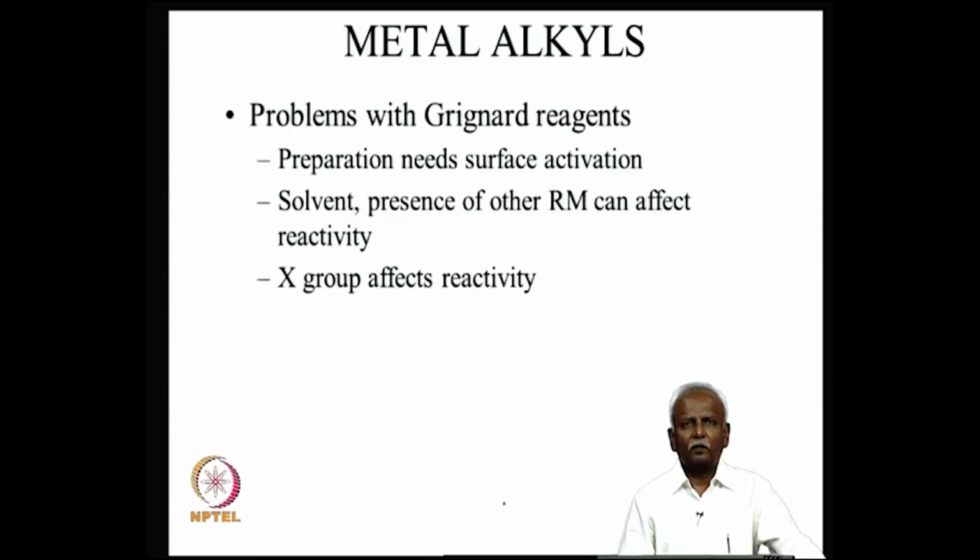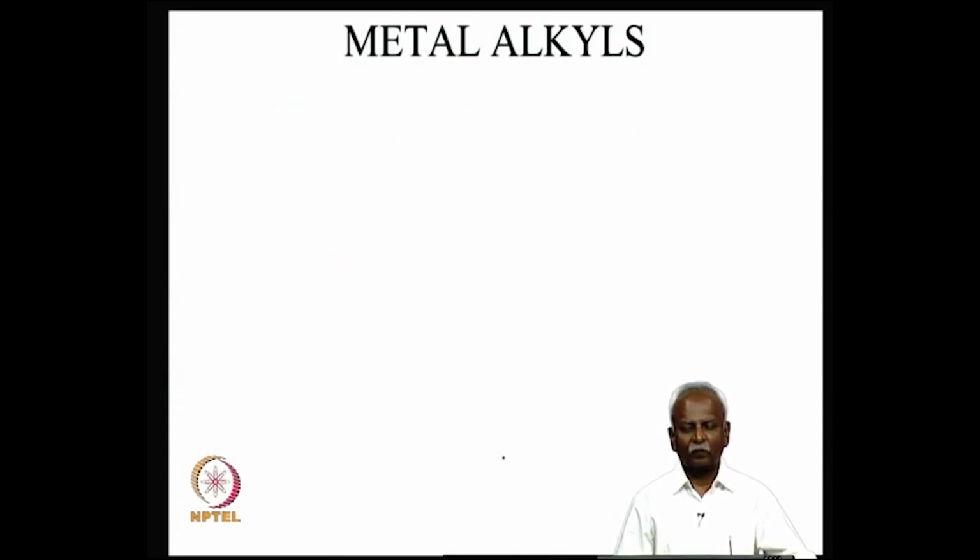Now, let us take a look at a little bit about Grignard reagents and the problems associated with Grignard reagents. Usually, the preparation is a bit difficult because you need a very clean magnesium surface, and the surface is usually contaminated with an oxide layer, and you need to clean it up with an acid wash and then subsequently wash it with a solvent which will not oxidize it, and a solvent which will coordinate to the incipient Grignard which is formed. And as I have told you earlier, the X group affects the reactivity of the Grignard reagent as well.